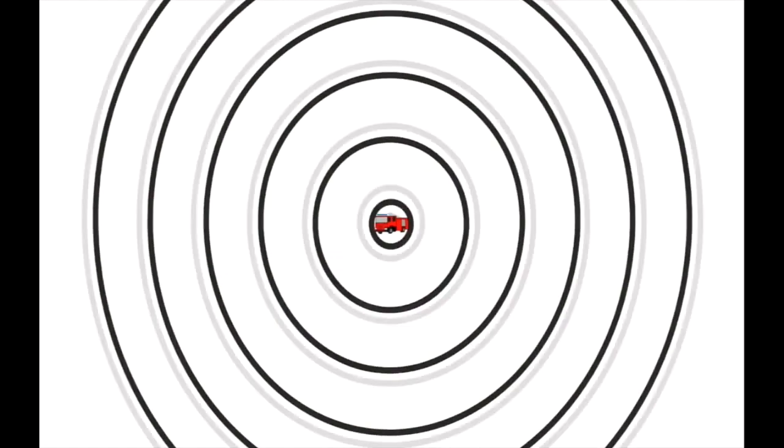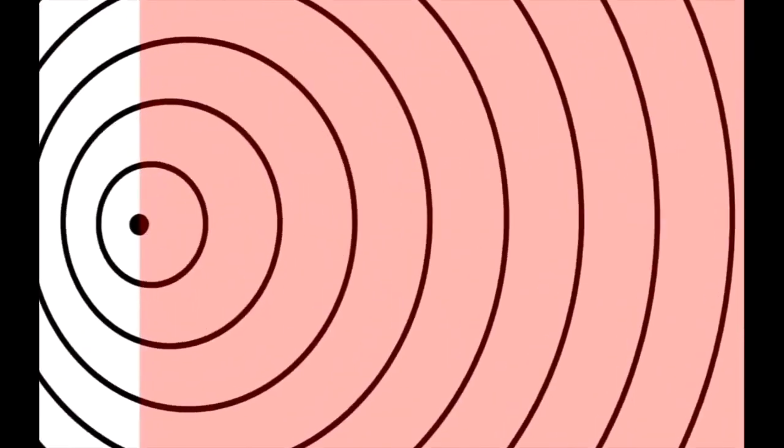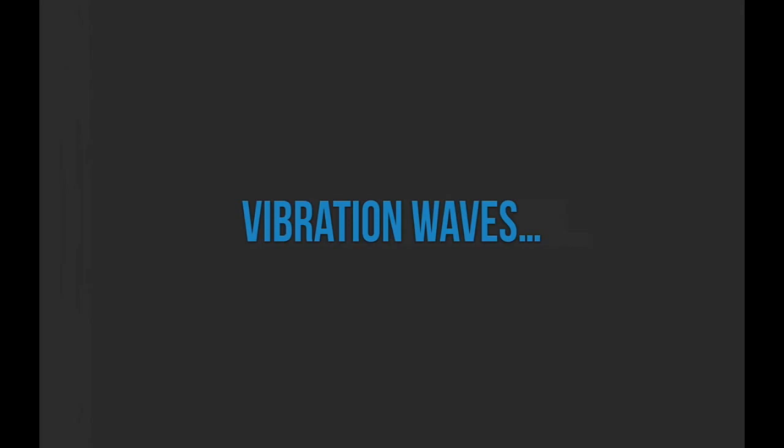Say this dot represents a wave source. A fire truck siren, a light from a star, a duck in a pond. They're all emitting waves, and those waves go in all directions, same wavelength, same frequency. But if I move my source to the left, they bunch up in the direction it's moving. On the opposite side, they're spread out. That's the Doppler effect.